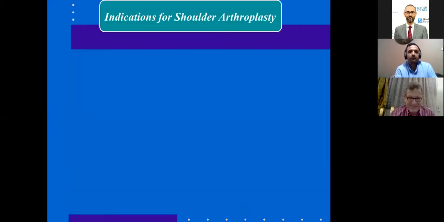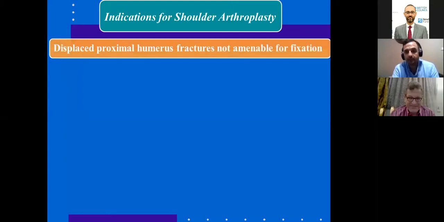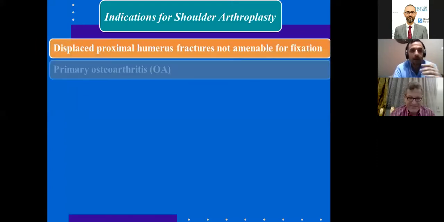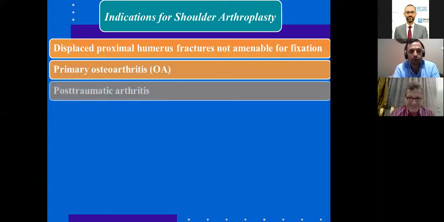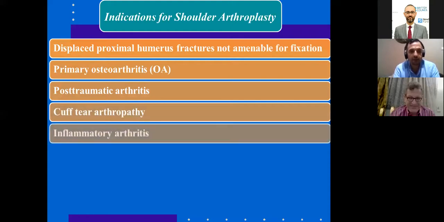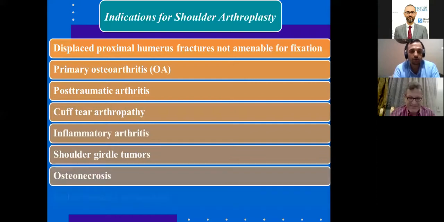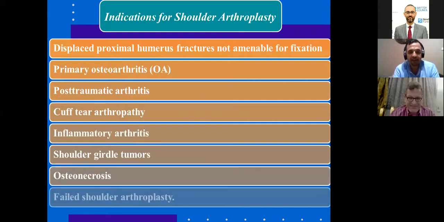There are many indications for shoulder arthroplasty. First, we have displaced proximal humeral fractures, which are not amenable to fixation. Also, primary arthritis, post-traumatic arthritis, cuff tear arthropathy, inflammatory arthritis, shoulder girdle tumors, osteonecrosis, and failed shoulder arthroplasty. These are the indications for shoulder arthroplasty in general, not specific to the type of prosthesis.